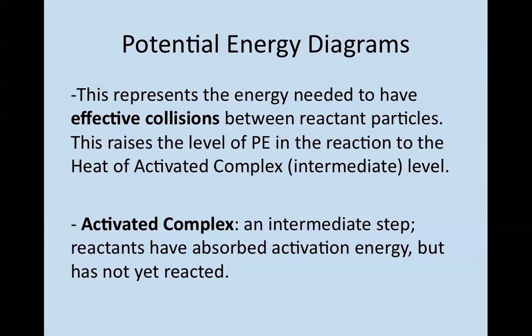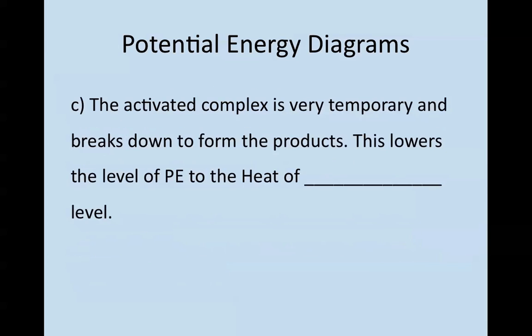This raises the level of potential energy in the reaction to what we call the heat of activated complex. This is basically our intermediate step where everything's come together and collided. Our activated complex, again, intermediate step: reactants have to absorb the activation energy but have not yet actually reacted. The activated complex is very temporary and breaks down to form our products. This lowers the level of potential energy from that activation energy to the heat of our products.